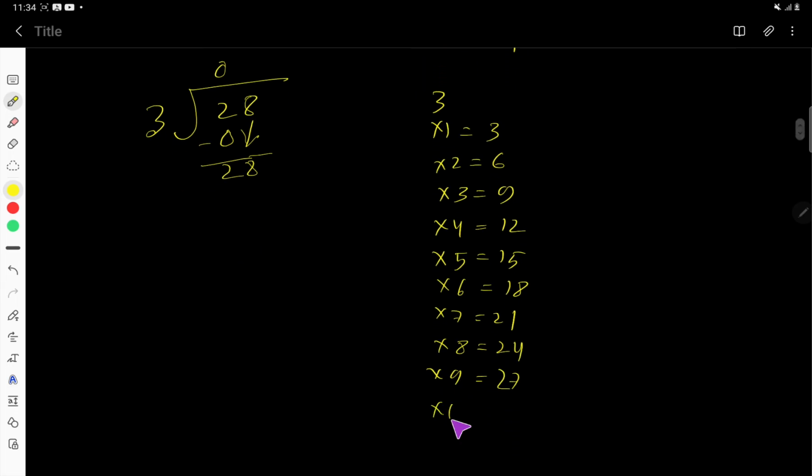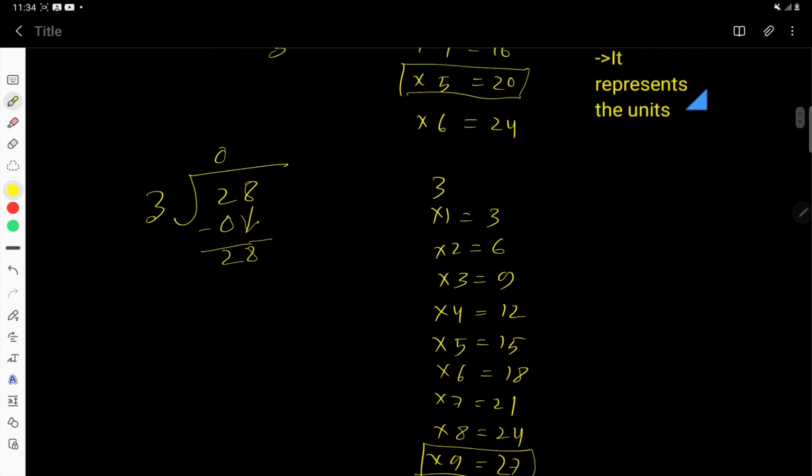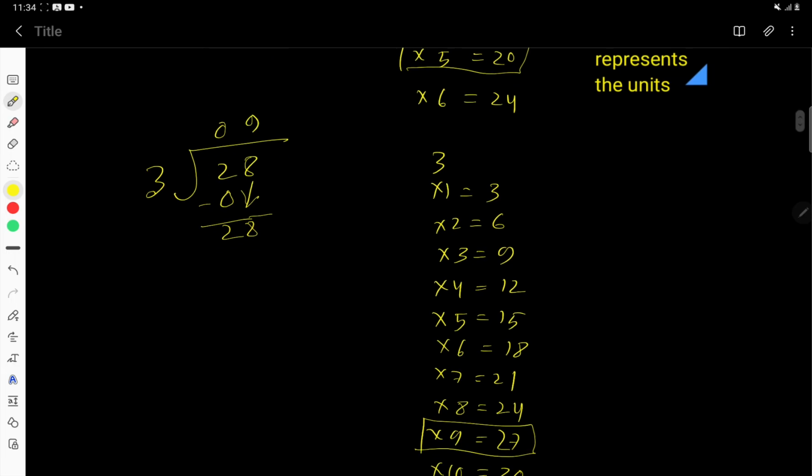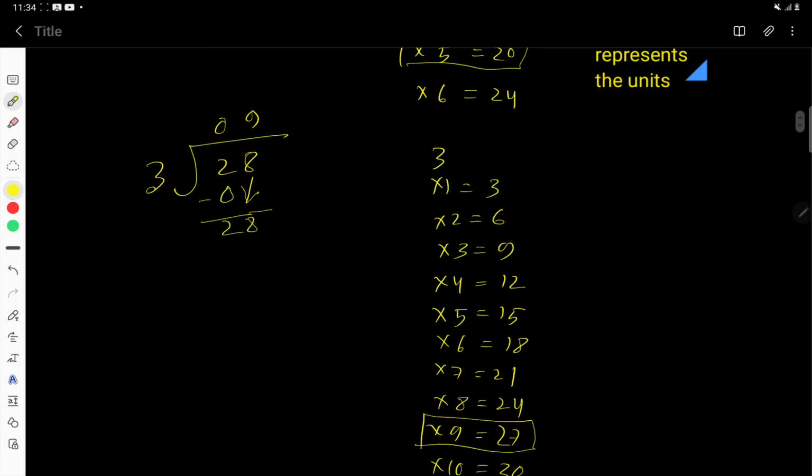So if you take here 10, then you are getting 30, which is greater. So you have to stop here. The 3 goes into 28 9 times. 9 times 3, 27, right? Your remainder is 1. So your answer is 9, remainder 1.